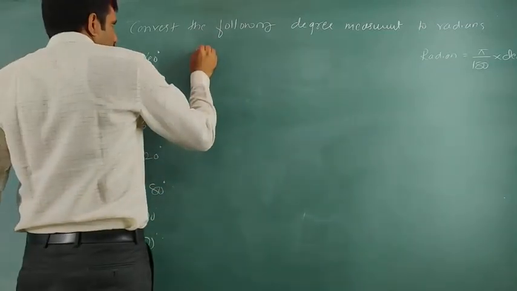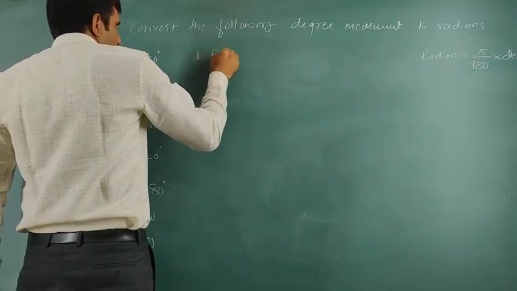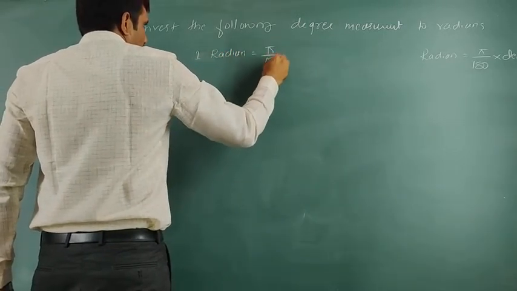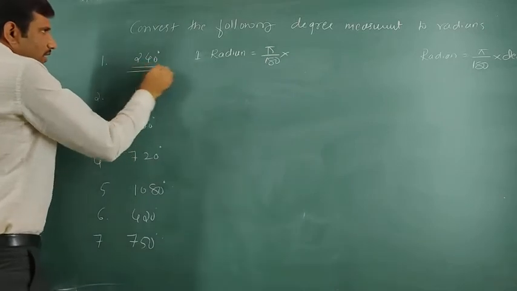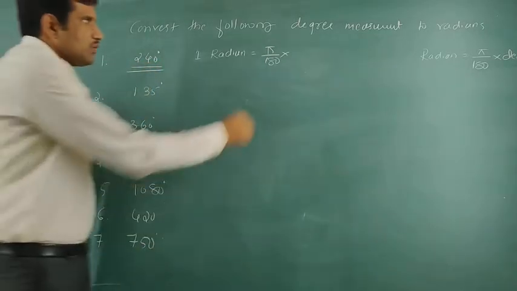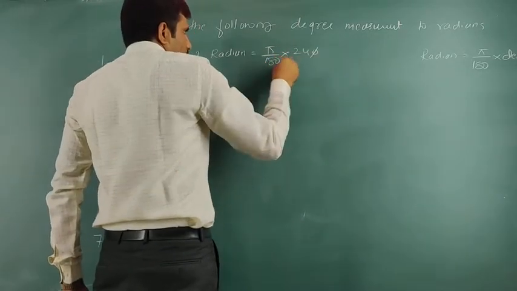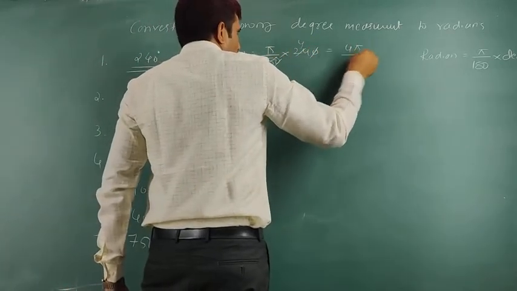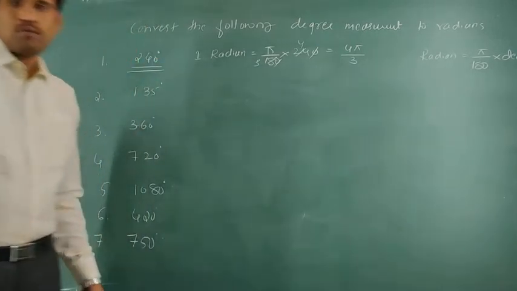So first one, I will use that. Radian is equal to pi by 180 into degree. How many degrees? 240 degrees. Substitute here, that is 240. Now 6 fours are 24, 6 threes are 18. So the answer is 4 pi by 3 radians. This will ask for 1 mark.